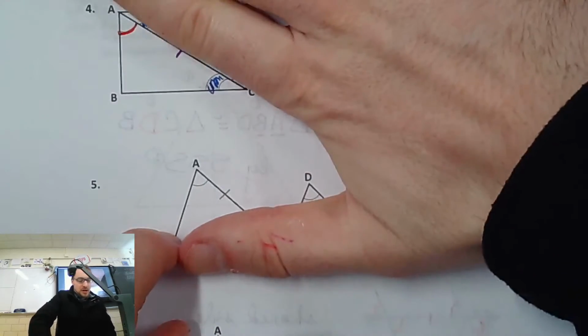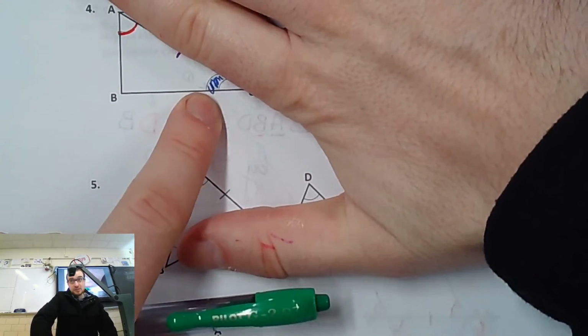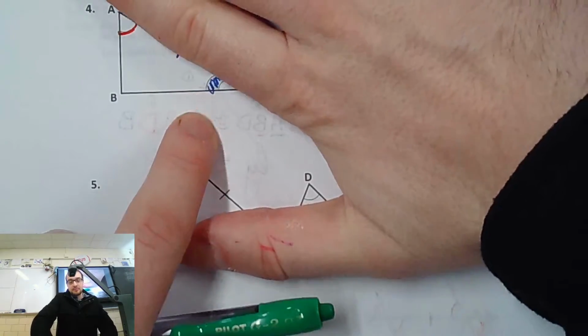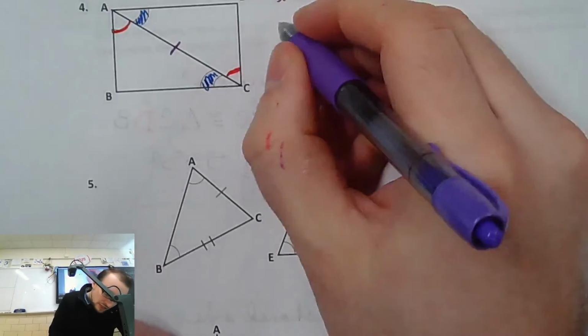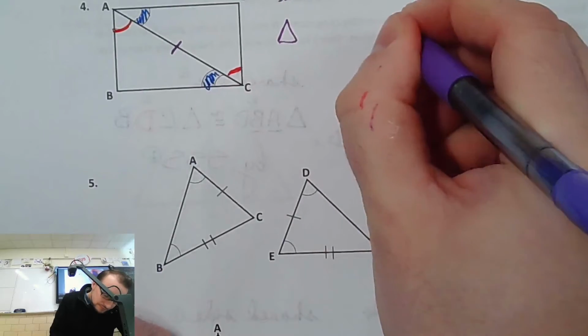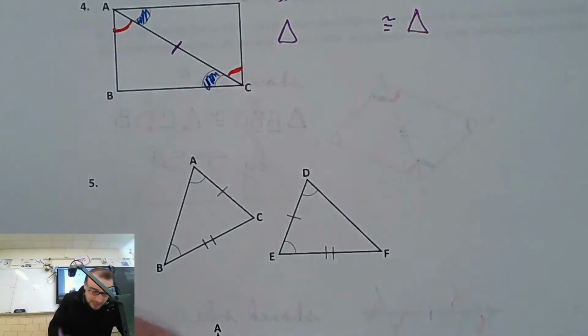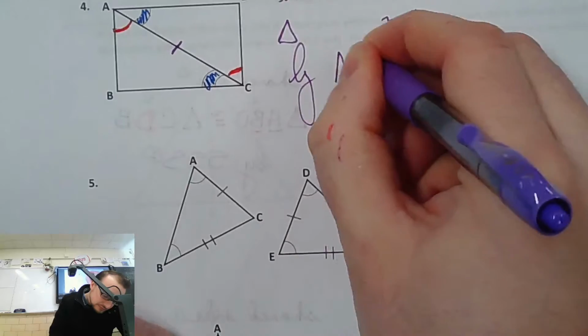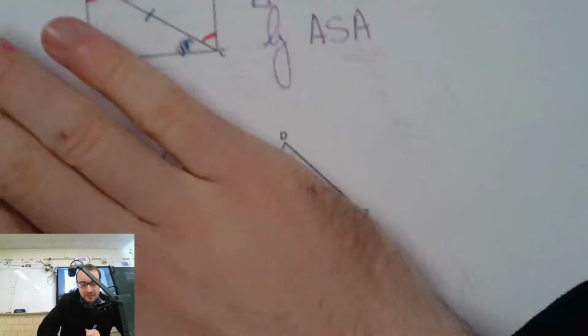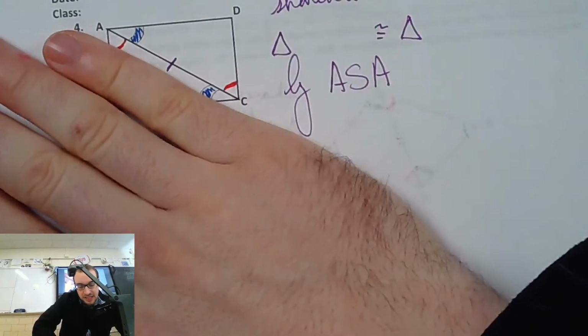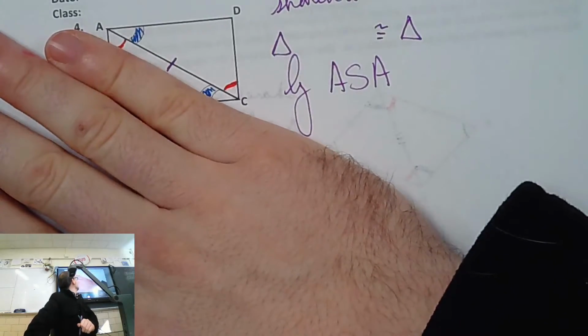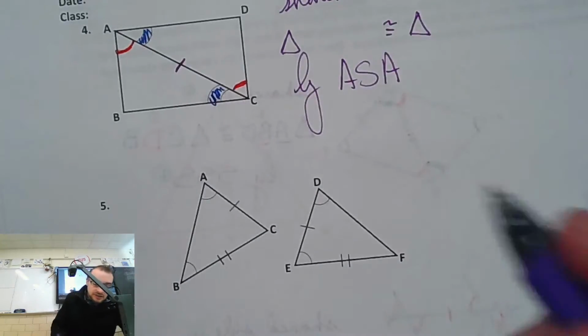So when I cover this up, I've got angle, side, angle, which is one of our theorems, so that's enough to know what's going on. So we know that the triangles are congruent by angle, side, angle. Angle, side, angle because we have an angle, then a shared side, then an angle. ASA.